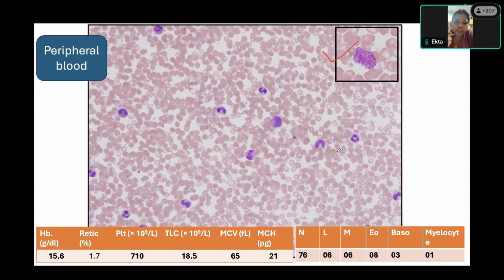Because everything is increased. RBCs, WBCs, and platelets. An elderly female. Yes. So we have an increase in platelets also. We have an increase in TLC also. So yes, that's absolutely right.